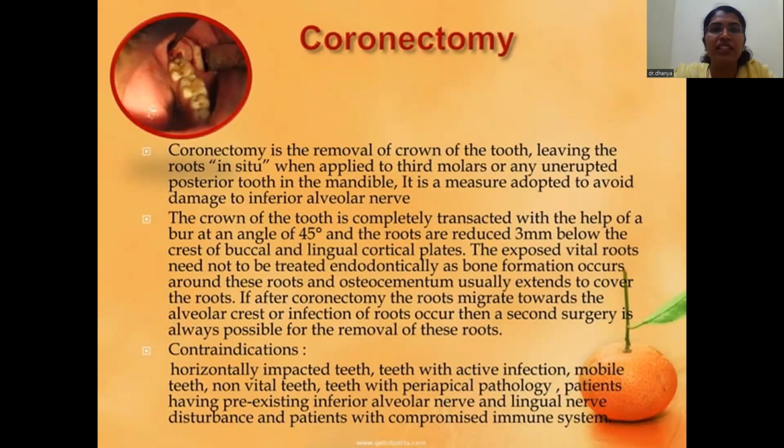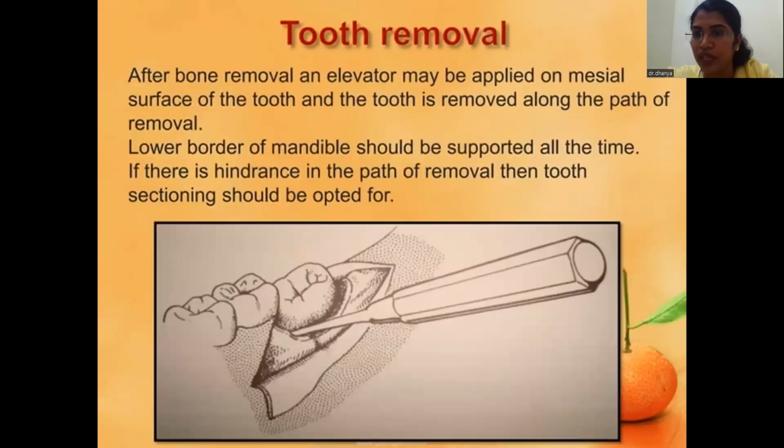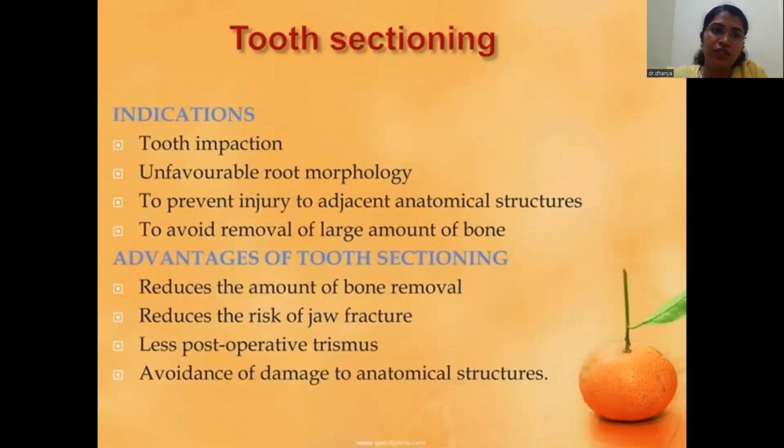So basically, when your tooth cannot be extracted without damaging the other structures, you have to go for a coronectomy. After your bone guttering and coronectomy or non-coronectomy planning, you go for the tooth removal, which majorly depends on the type of impaction in which your tooth is staying, whether it is mesioangular, horizontal or distoangular.